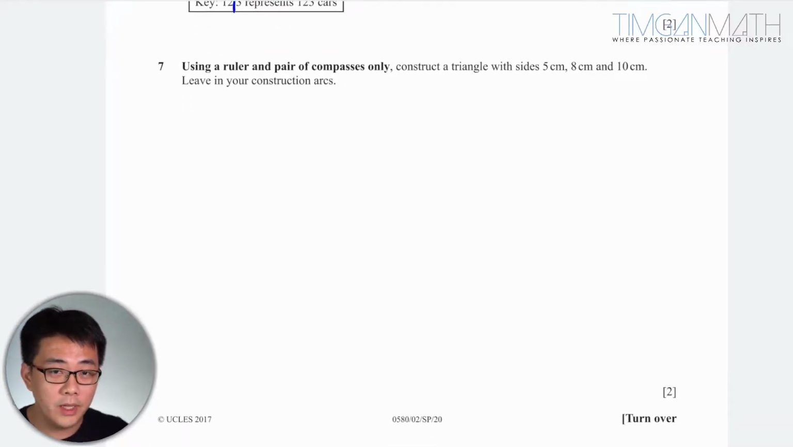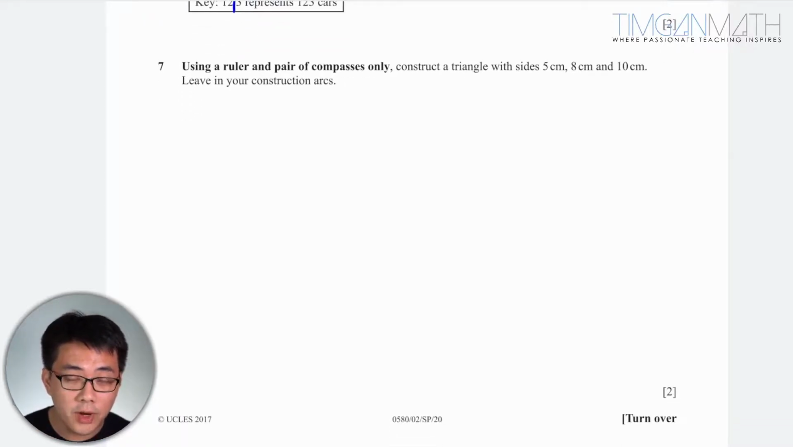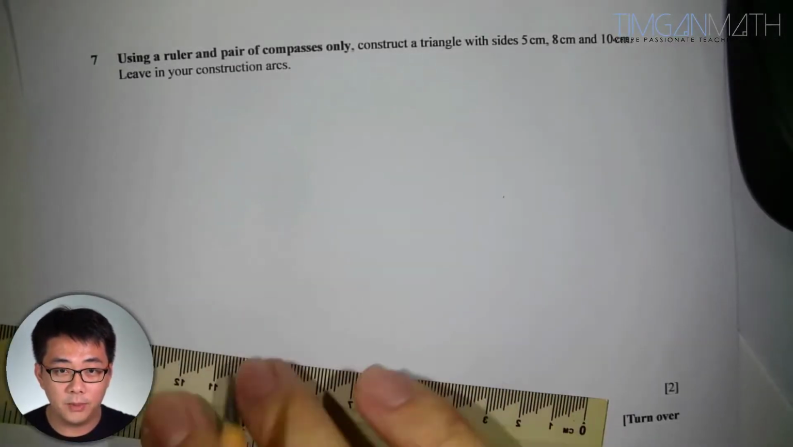Using a ruler and a pair of compasses only, construct a triangle with sides 5 cm, 8 cm, and 10 cm. Leave in your construction arcs. Okay, great. So let's look at my paper here, my table.